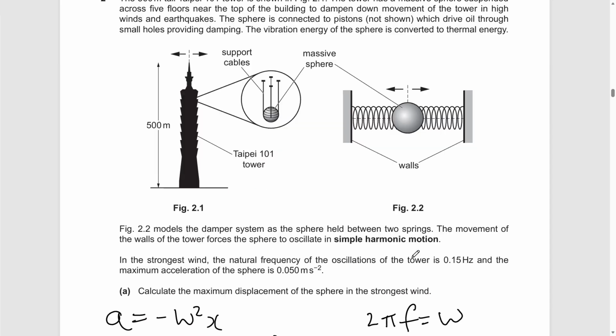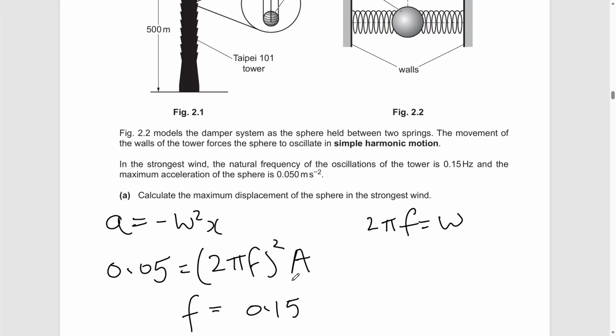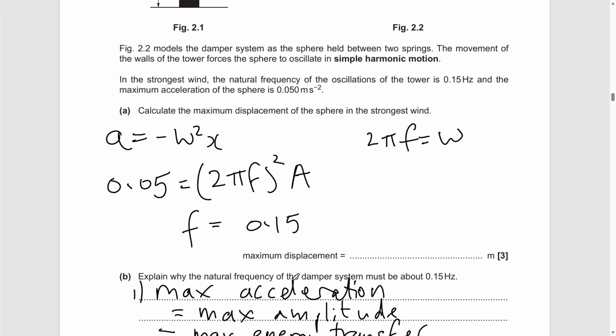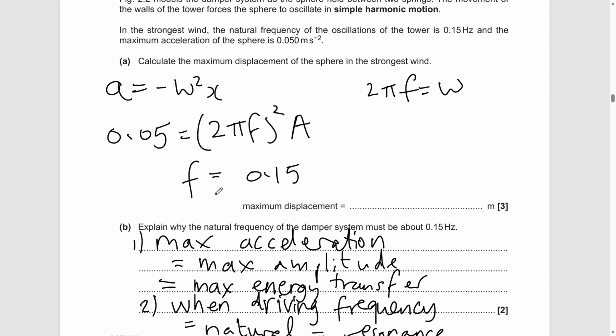For the next bit is SHM. So you've got A equals minus omega squared x, and you know that omega is 2 pi f. So you want to work out the maximum displacement. In this case, you want to work out A. So A is equal to 0.05 divided by 4 pi squared f squared. And whatever the answer is, that's your answer. You're given f is 0.5, so just put all the numbers in.